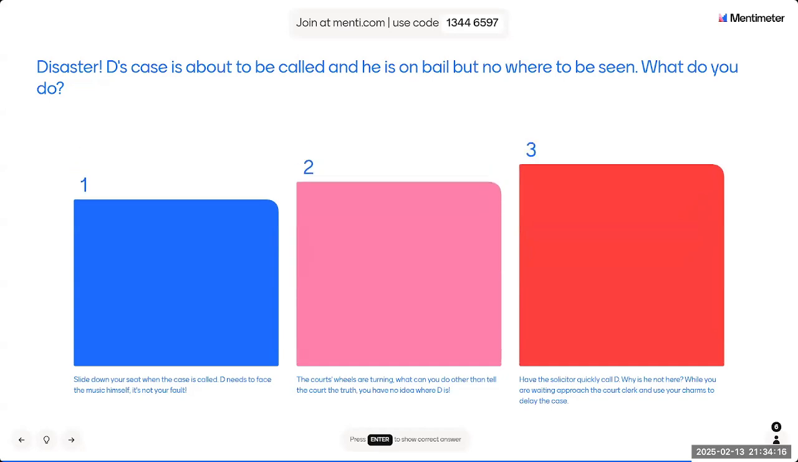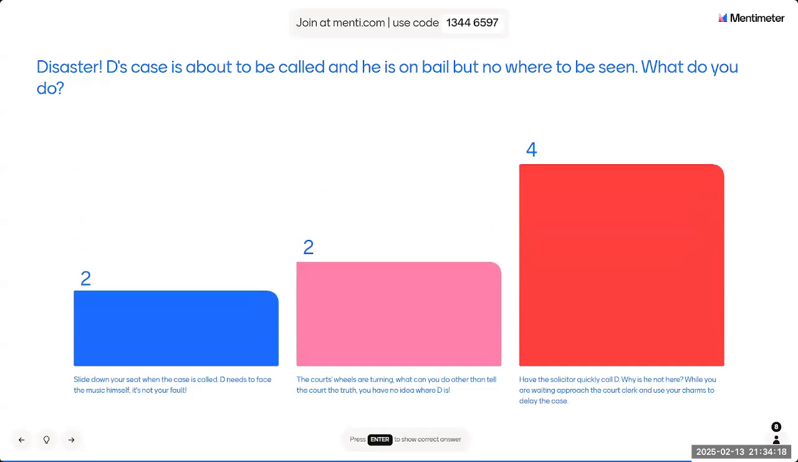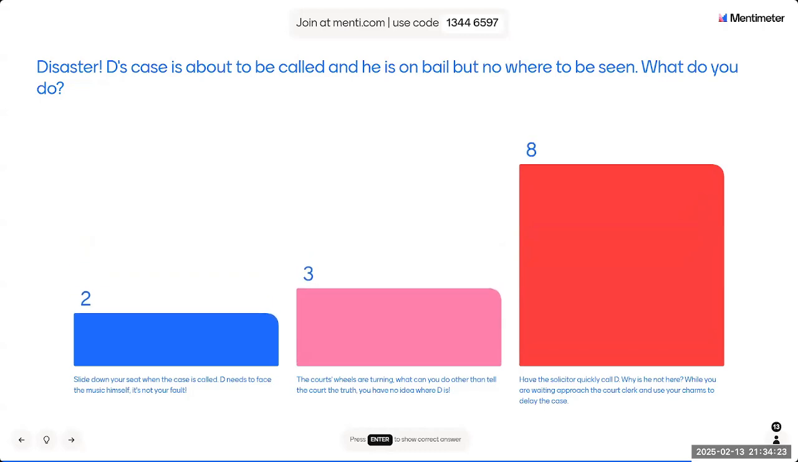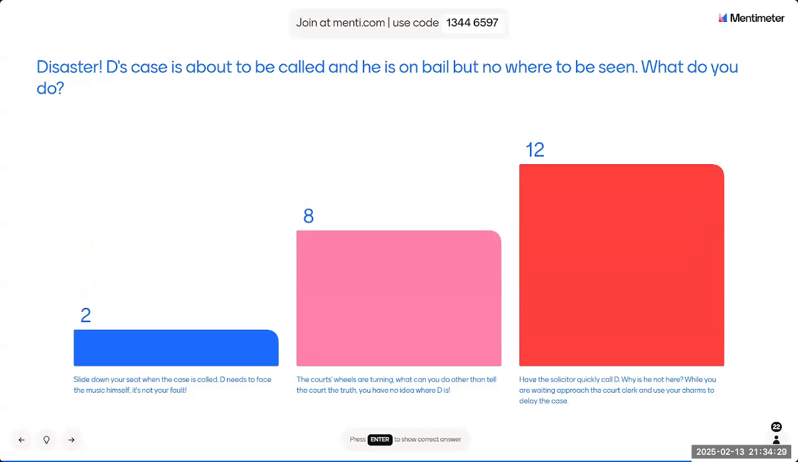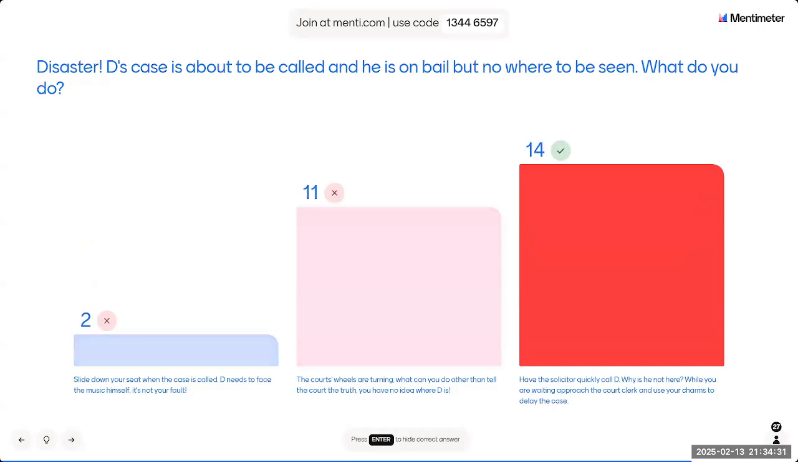Or C, have the solicitor quickly call the defendant. Why is he not here? While you are waiting, approach the court clerk and use your charms to delay the case. As funny as it sounds, the correct answer is actually C.